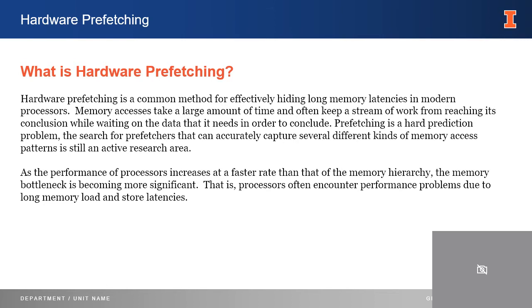So, as the performance of processors increases at a faster rate than that of the memory hierarchy, this memory bottleneck is becoming more significant. That is, processors often encounter performance problems due to long memory load and store latencies.